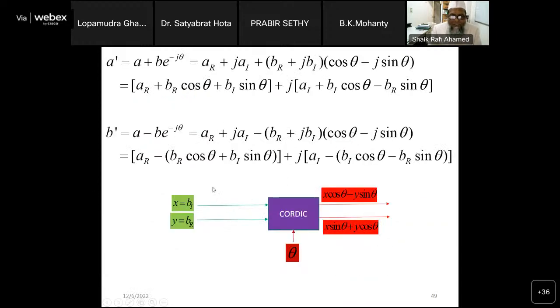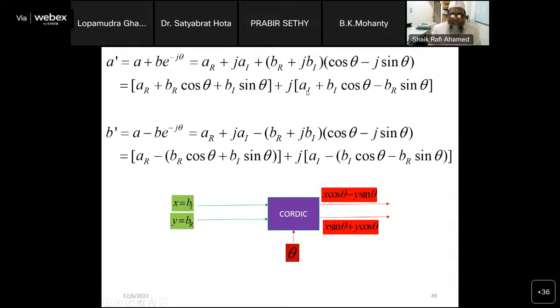Similarly, if you want to generate B dash, this A will be added outside to generate BR cos theta plus BI sin theta. What will be the output here? X is BI, so BI sin theta is this, and Y is BR cos theta. So this term will be generated here, and this term will be generated here. Only you have to add with A and BI. You can use simple adders outside this.